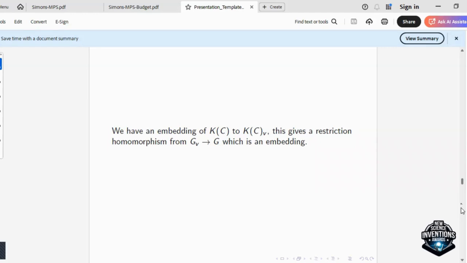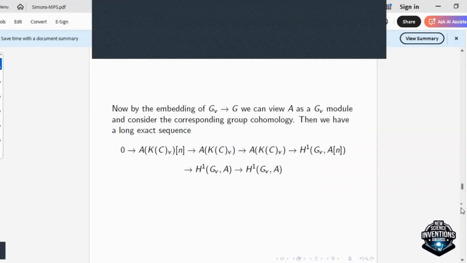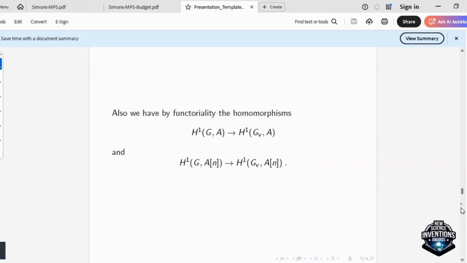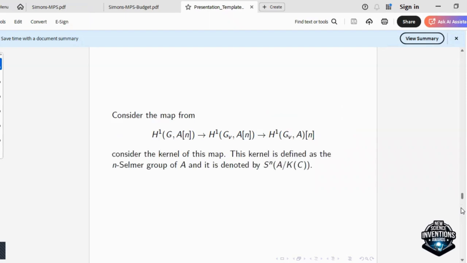Then we can write down the long exact sequence for this G_v and its action on A. And then we take these two things together. So you have a map from H1(G, A) to H1(G_v, A) and H1(G, A[n]) to H1(G_v, A[n]). Then if we consider the kernel of this given sequence of maps, we call this the n-Selmer group of A defined over K(C).